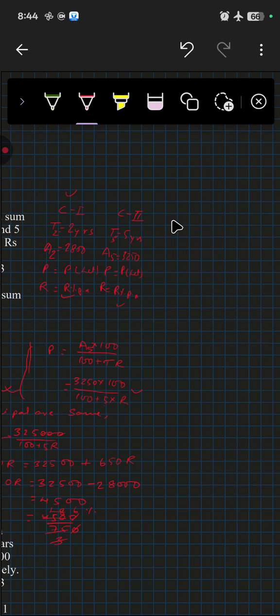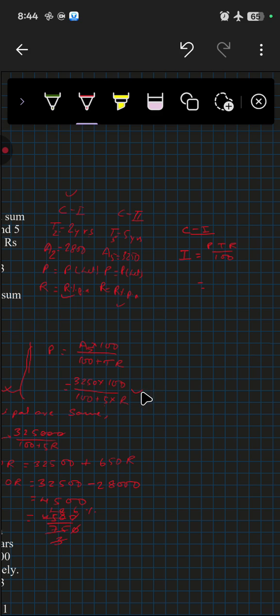Now we can find out the interest here. So for the first case we know the time is 2 years. So we have to find out the interest for 2 years. So interest is equal to PTR by 100. So the principal also we can figure out, because the rate we already know, that is 6%. So the principal we can find from here.